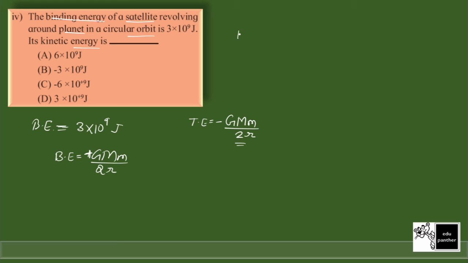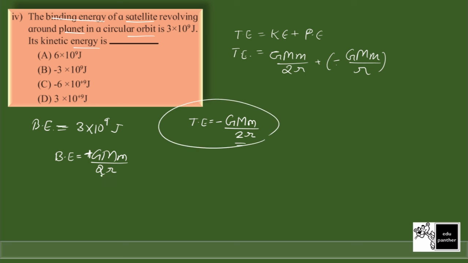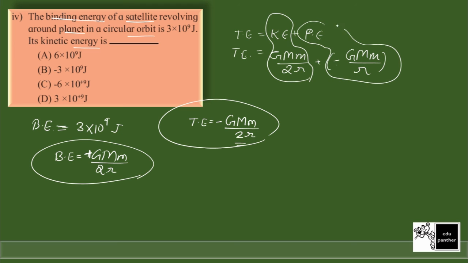See, total energy is nothing but kinetic plus potential energy, and kinetic energy is what? Kinetic energy from this formula is GMm upon 2r, plus potential energy is minus GMm upon r. So this is the potential, this is kinetic, and this part is total. Now compare all these formulas. You have total energy, binding energy, kinetic energy and potential energy also. So binding energy is plus GMm upon 2r, and kinetic energy is also GMm upon 2r. So we can say that kinetic energy and binding energy are exactly equal.